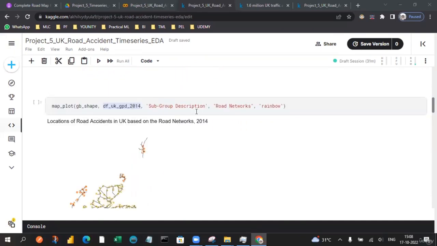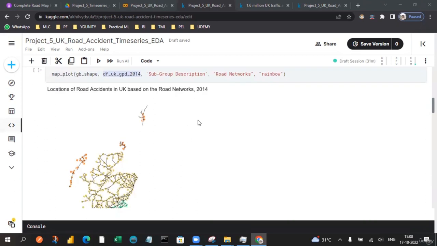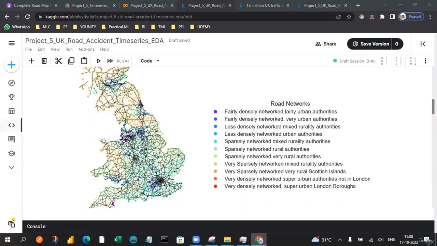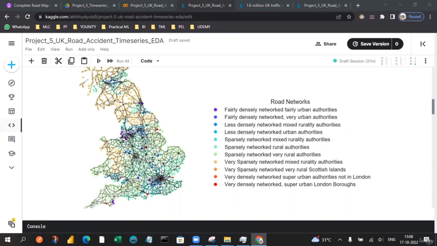And let's also see the road networks. How do the road networks look in the UK? Most of them are separately networked or mixed network authorities. In some of the cases what we are going to see is a very sparsely networked, or maybe you can say rural, authority.